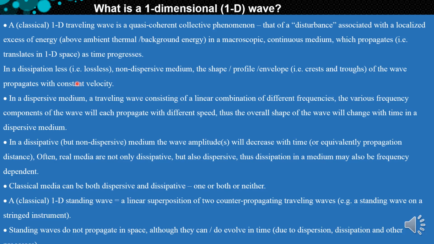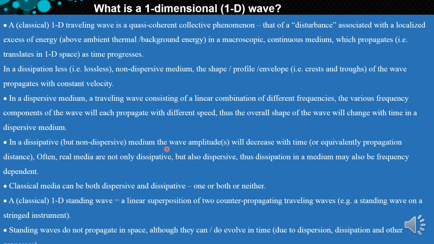As we have read earlier, in a non-dispersive medium the speed does not depend upon frequency, so the velocity of the wave will be constant. Rather, in a dispersive medium, for a traveling wave consisting of a linear combination of different frequencies, the various frequency components of the wave will each propagate with different speed. Thus, the overall shape of the wave will change with time in a dispersive medium. So, in the case of a dispersive medium, because it depends upon the frequency, changing the value of frequency will also change the speed of the wave.